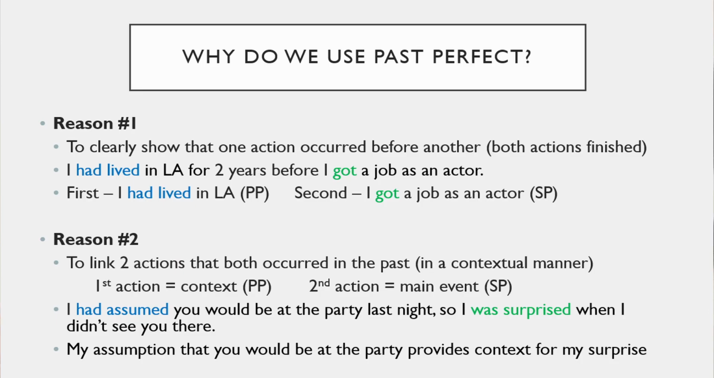Reason number two is when you want to provide this sort of contextual relationship, the background action, when two actions are not just in sequence, but there's a context. All right, so let's move on. I want to talk about conjugation and pronunciation of the past perfect, and then I just want to spend a few minutes talking about the past perfect progressive, which is I had been living in Los Angeles. How is that different from I had lived? It's not very different. It's just an ongoing action, but I want to spend just a minute on that. But first, let's talk about conjugation and pronunciation for just the past perfect tense.